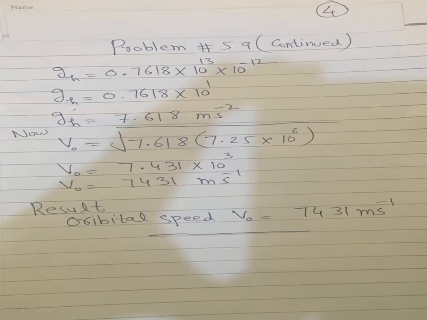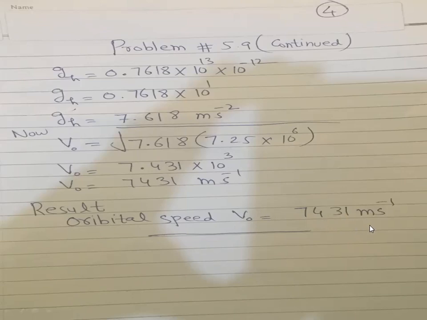You can verify this answer in the 5.9 numerical. So this is the end of numerical 5.9. Now, which is the orbital speed in this case, V naught. V naught means orbital speed, 7431, and the unit of speed is meter per second.